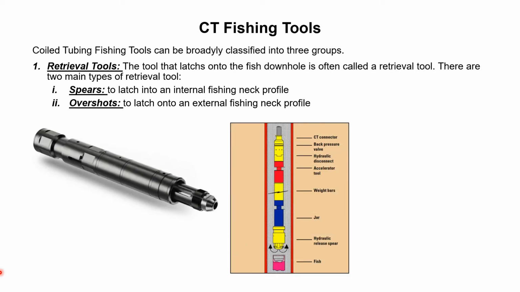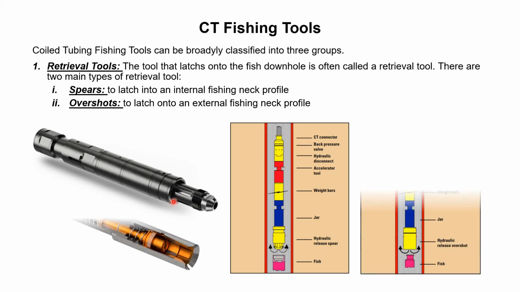A spear is used to latch into an internal fishing neck profile. As we can see in this diagram, here we have this tool known as a spear. In this diagram we can see that this spear will latch the fish by going inside the fish. So for using spears, the fish neck, that is the part which will be used as a latching part, will have an internal profile. So the tool which is used to latch the fish from the internal side is known as a spear.